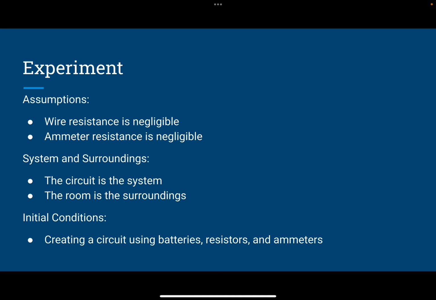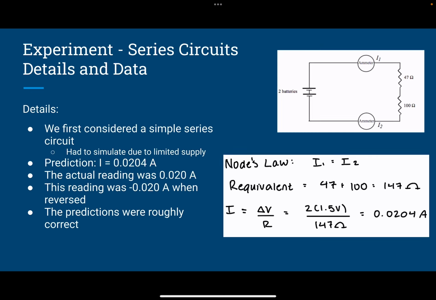So for the experiment, we are assuming wire resistance is negligible and ammeter resistance is negligible. The circuit is the system, the room is the surroundings. The initial conditions was a simple series circuit in parallel using batteries, resistors, and ammeters. So the series circuits, details, and data, we first considered a simple series circuit. We had to simulate this due to limited supply, as there are 2 ammeters included in this one.